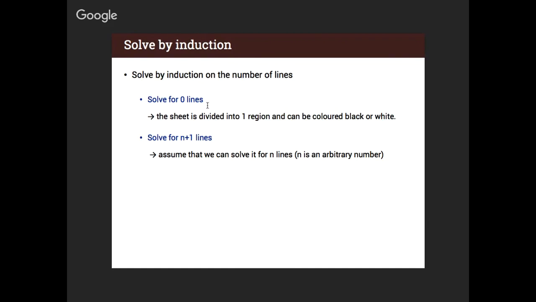There's only one region. Good. So that's a little seed. So I've got 0. Then I'm going to assume that I can solve it for n lines. So I've got lots of lines, they're on the page, they make the regions, and I can color them black and white. And I'm going to ask myself, what happens if I add one more line?